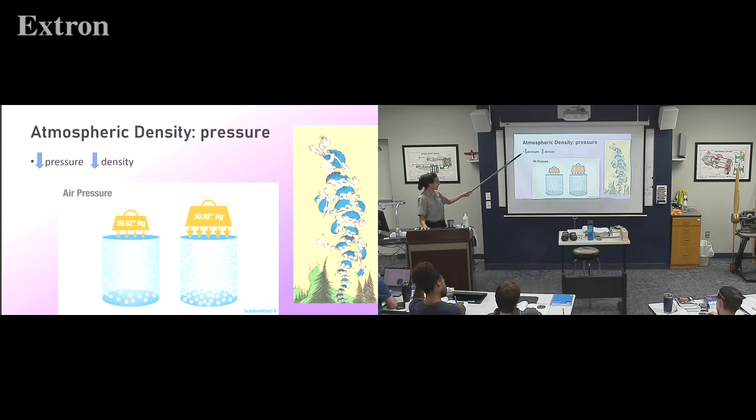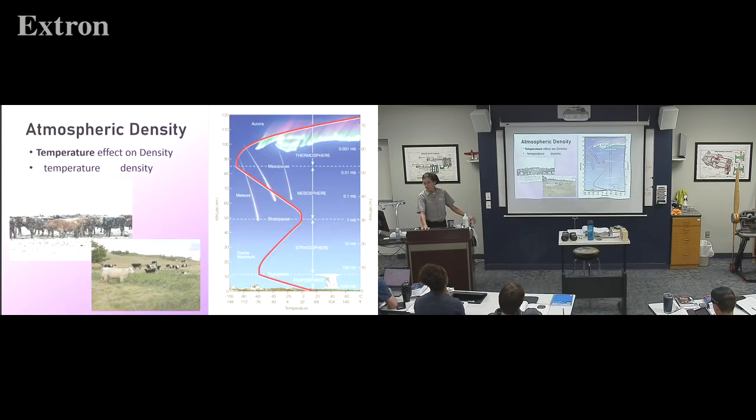So you could say pressure and density are directly related. What one does, the other will do. Pressure decreases, density decreases. If pressure goes up, then density will go up. Now, how does temperature affect density?